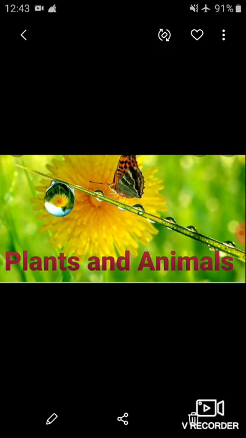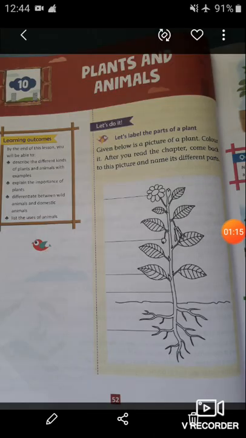So, students, let's take this chapter at a glance. First of all, in this chapter, an activity is given. Let's do it. Let's label the parts of a plant. So, students, first of all, do you know the parts of a plant?